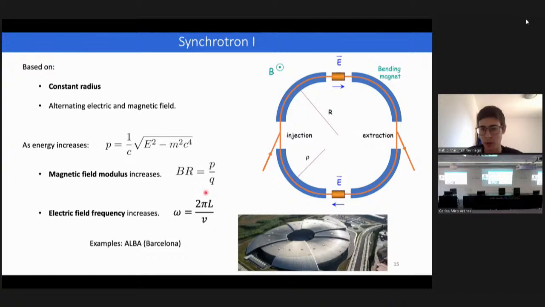An example of a synchrotron can be found in Alba in Barcelona. Here it is, the picture.